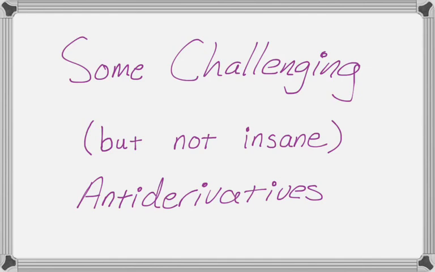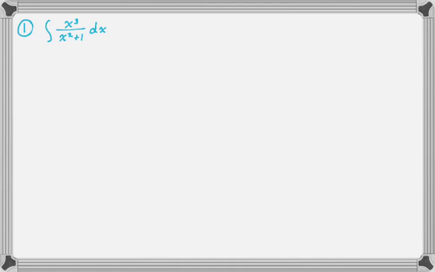Alright, let's get started. So the first integral that we're going to do is the integral of x cubed over x squared plus 1 dx. If it's a rational function and the numerator has a higher degree than the denominator, then we have to rewrite it.